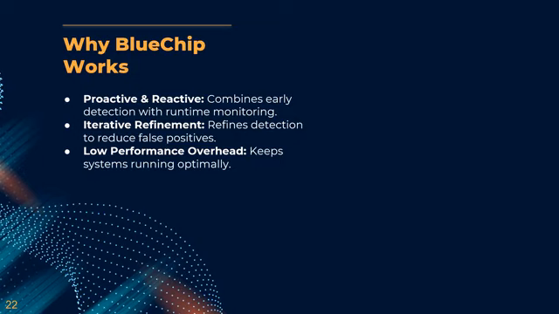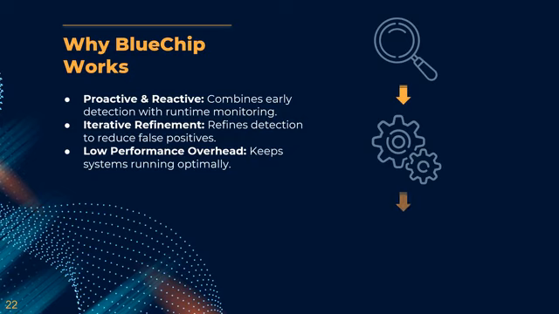What makes Blue Chip truly effective is its ability to balance between proactive and reactive approaches. During design time, it detects and flags potential issues. During runtime, it monitors for any missed threats and acts as a safety net by neutralizing them using software emulation. One of the key advantages is iterative refinement, meaning Blue Chip can continuously improve its detection accuracy without causing performance lag. It's like training a search and rescue dog. Each search makes them better at finding what's hidden.